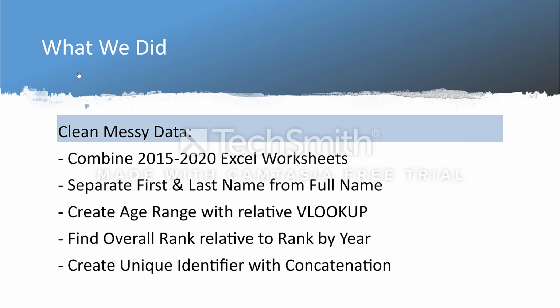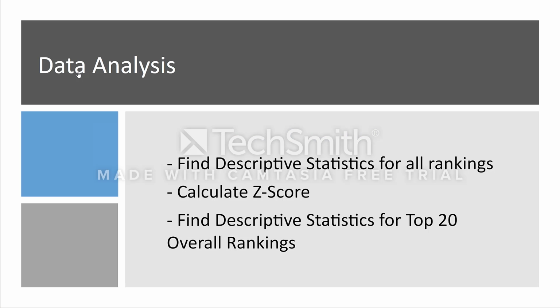We had to find the overall rank relative to the rank by year, so comparing the swimmers as well. We can compare all of them, and then we can compare them year to year with their z-scores that way. And then we got to create a unique identifier with concatenation. So just another cool thing that we learned in the class that we're able to utilize in our project to give a unique identifier.